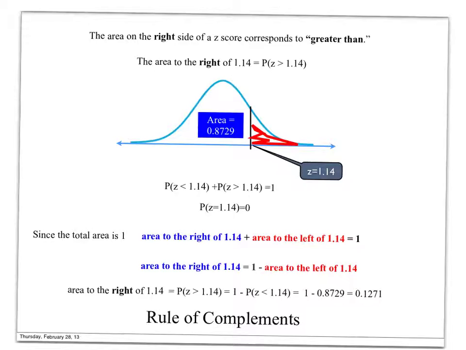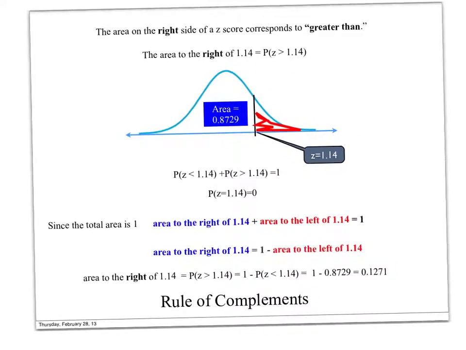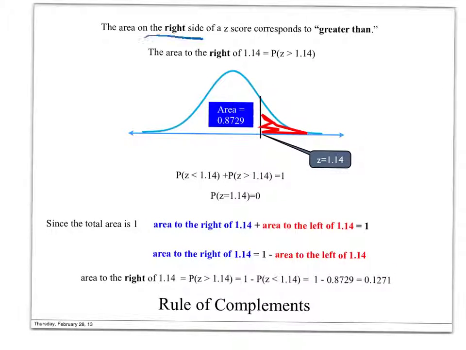Sometimes you have to find the area on the right side of a z-score. The area on the right side of a z-score corresponds to a greater than inequality. So if you want to find the area or the probability that z is greater than a value, that means you're finding the area to the right of 1.14, for example. And so I've shaded that area to show the area to the right of 1.14.